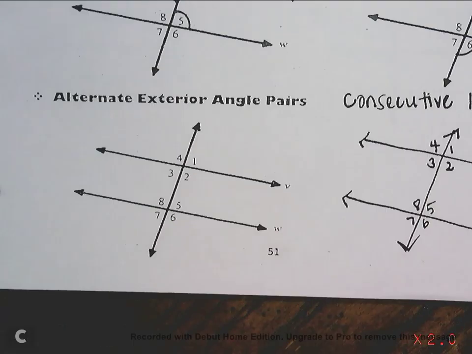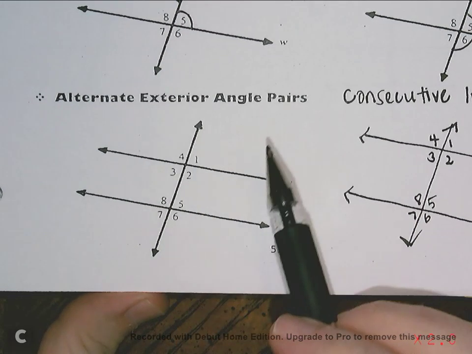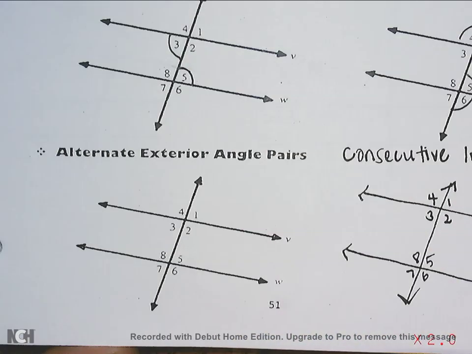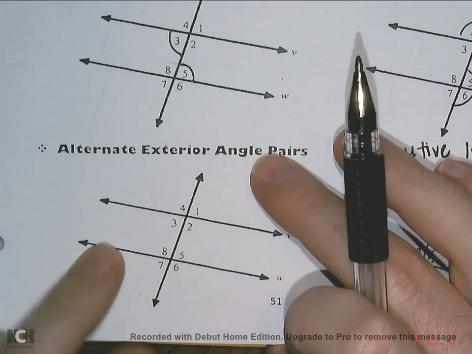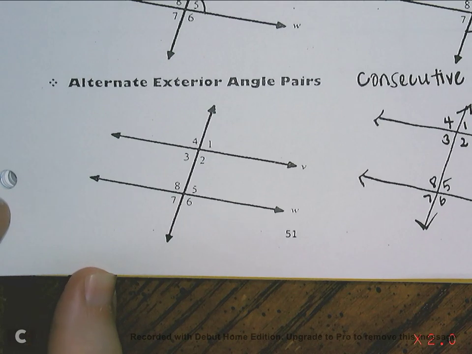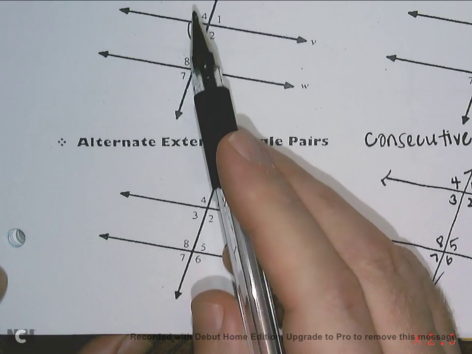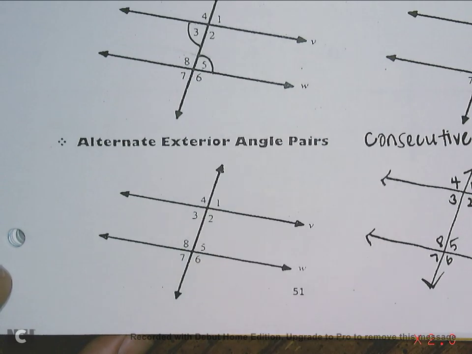Okay? And then we got down to our last two here. So we've got alternate exterior angles. So interior was everything inside the parallel lines. Exterior is going to be everything outside the parallel lines. Okay? So alternate exterior angles is the same idea as alternate interior angles, but this time we're talking about these angles on the outside. So 4, 1, 7, and 6.